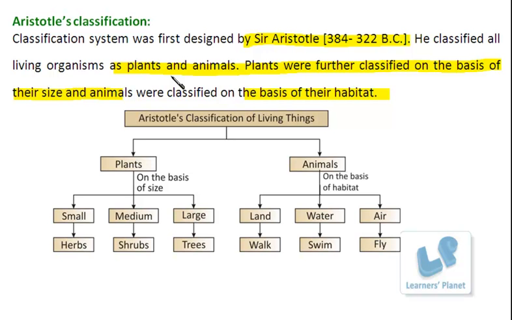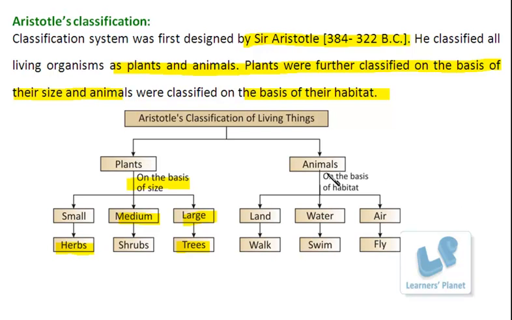Further, plants on the basis of their size were classified as small plants, medium-sized plants, and large-sized plants. Organisms with small size were known as herbs, and they are known as herbs till now also. Medium-sized plants are known as shrubs, and large-sized plants are the trees. So this was the base for the plants' subclassification.